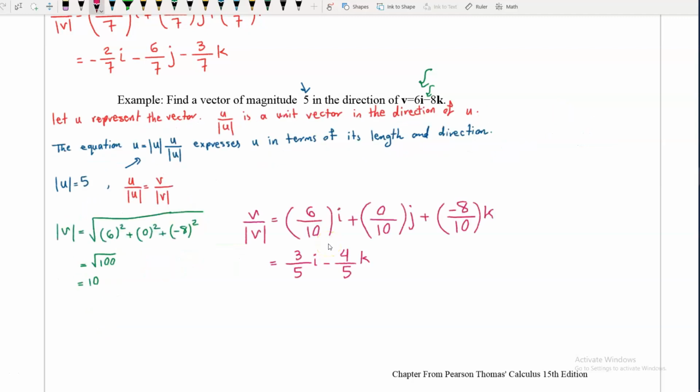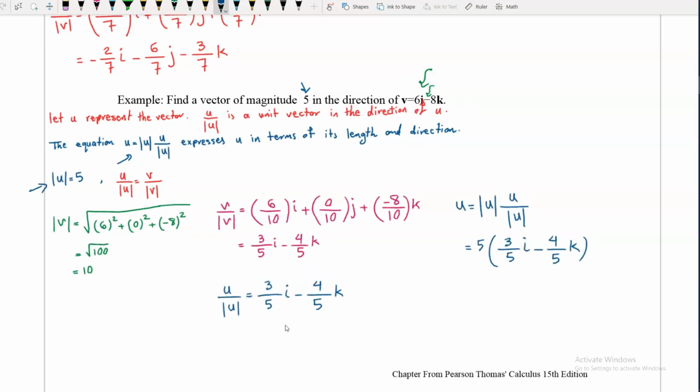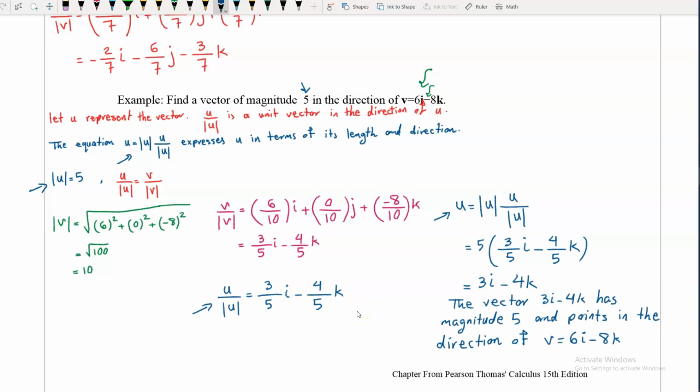Next step, divide each component of v by 10. So here we have 6 over 10 i plus 0 over 10 j plus -8 over 10 k. Simplify. This is equal to 3 over 5 i minus 4 over 5 k. And now finally multiply the length of u, which is equal to 5, by the direction, which is 3 over 5 i minus 4 over 5 k. And simplify. So here it is, 3i minus 4k. So based on what we have here, the vector 3i minus 4k has magnitude 5 and points in the direction of v equal to 6i minus 8k.